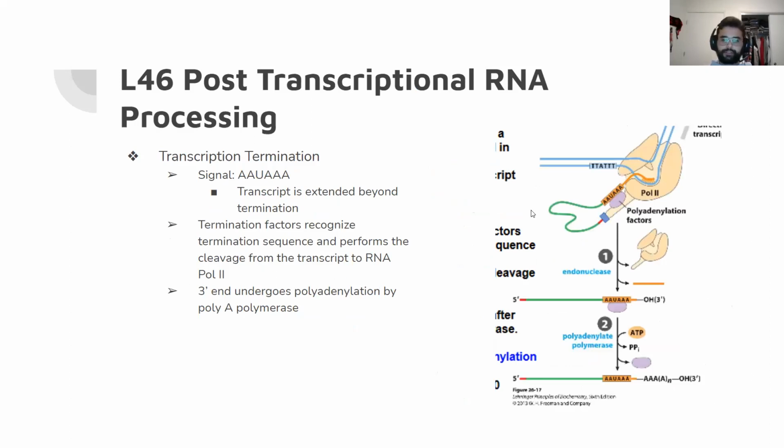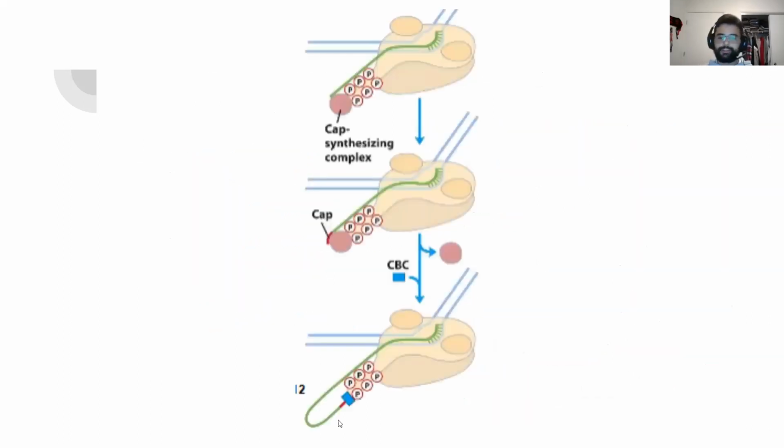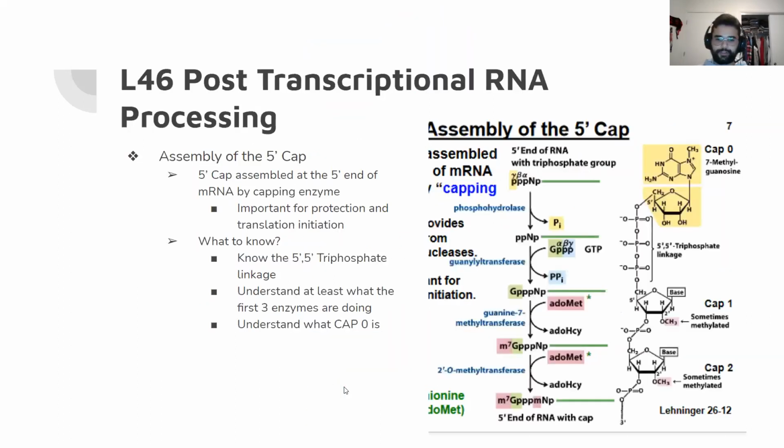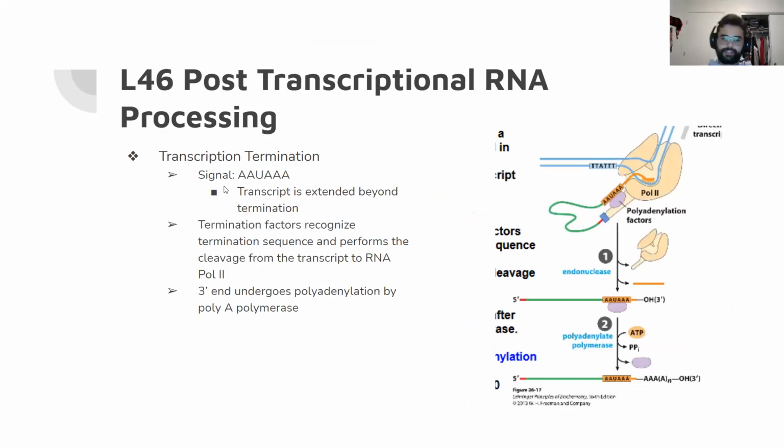So now we're going to look at transcription termination. Sorry, I kind of confused you guys with this one, but this is just showing the carboxy terminal domain and where we can actually phosphorylate it. So for our transcription termination, this is the signal that we're going to see in our mRNA, and after we see the signal, the transcript is still extended beyond the termination. Termination factors will recognize that sequence and perform the cleavage of the transcript from the RNA polymerase 2. And our 3' end then undergoes polyadenylation by poly-A polymerase, adding a bunch of adenines at the end, right?